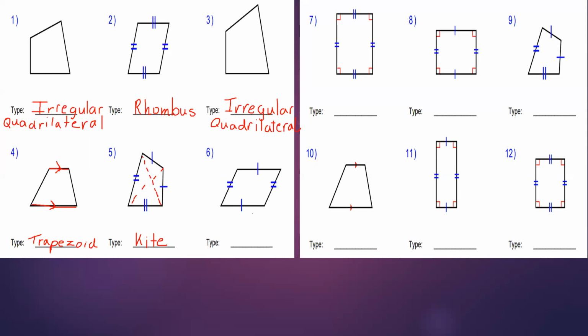Gianna, what do you have for number 6? Parallelogram. Does anyone else have parallelogram for number 6? Anyone else have parallelogram for number 6? Why are you so quiet? I have it. Yes, it is a parallelogram. How do we know this is a parallelogram? Opposite sides are equal. Very good.